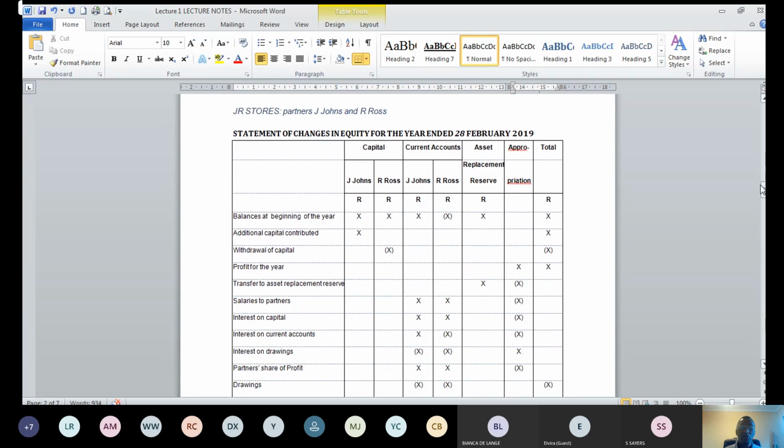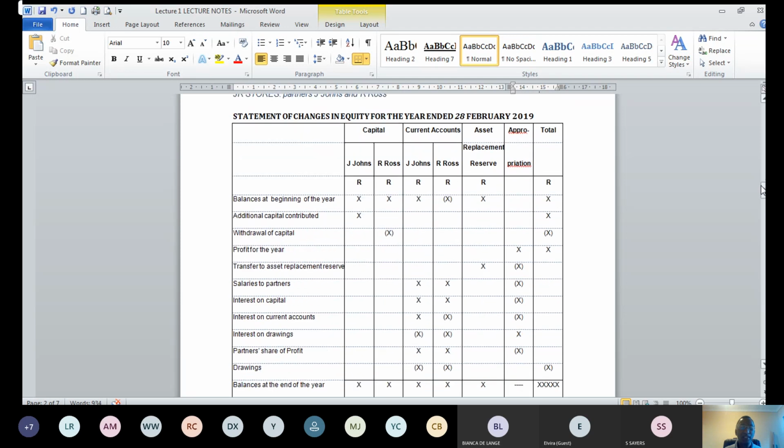We move over to the statement of changes in equity. Quite a popular UNISA question, guys. So it is important that you understand what is happening here. So your equity consists of capital, both partners, current account, both partners, and asset replacement reserve. This part over here, that is your equity.